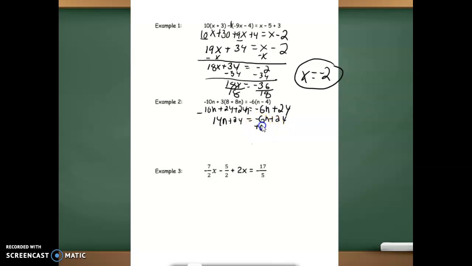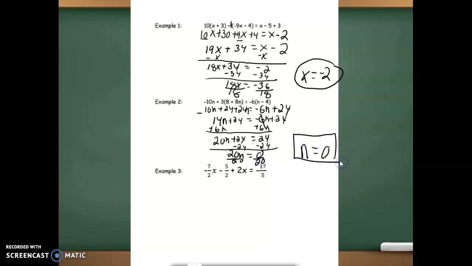I'm going to add 6n to both sides. I get 20n plus 24 equals 24. I'm going to subtract 24. I already know what I got. I've got 0. That's pretty easy to check. If you plug 0 into the problem, it should balance out.